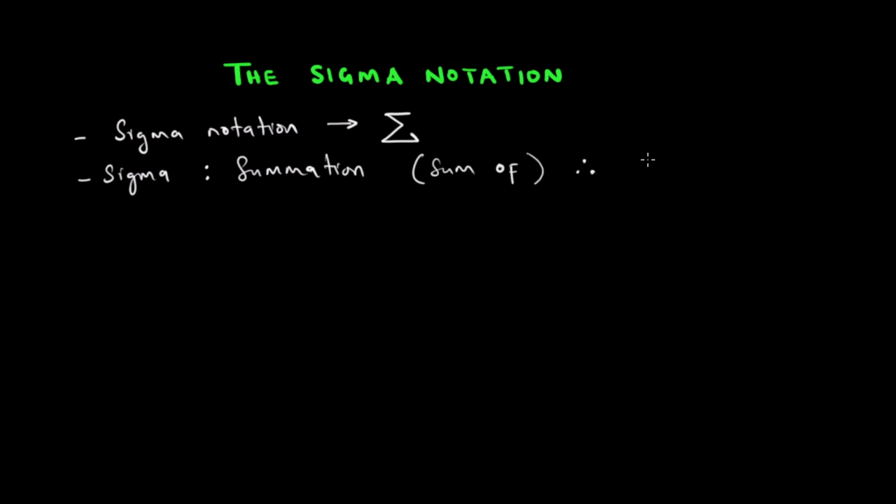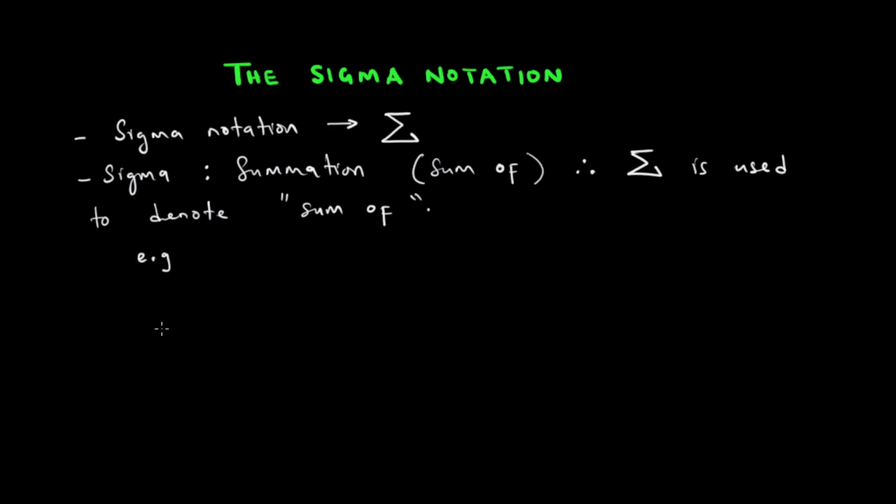Therefore, this symbol is used to denote what is called the sum of. That is what a sigma notation is. So the sigma notation is a symbol used to represent the sum of. And this is our example.